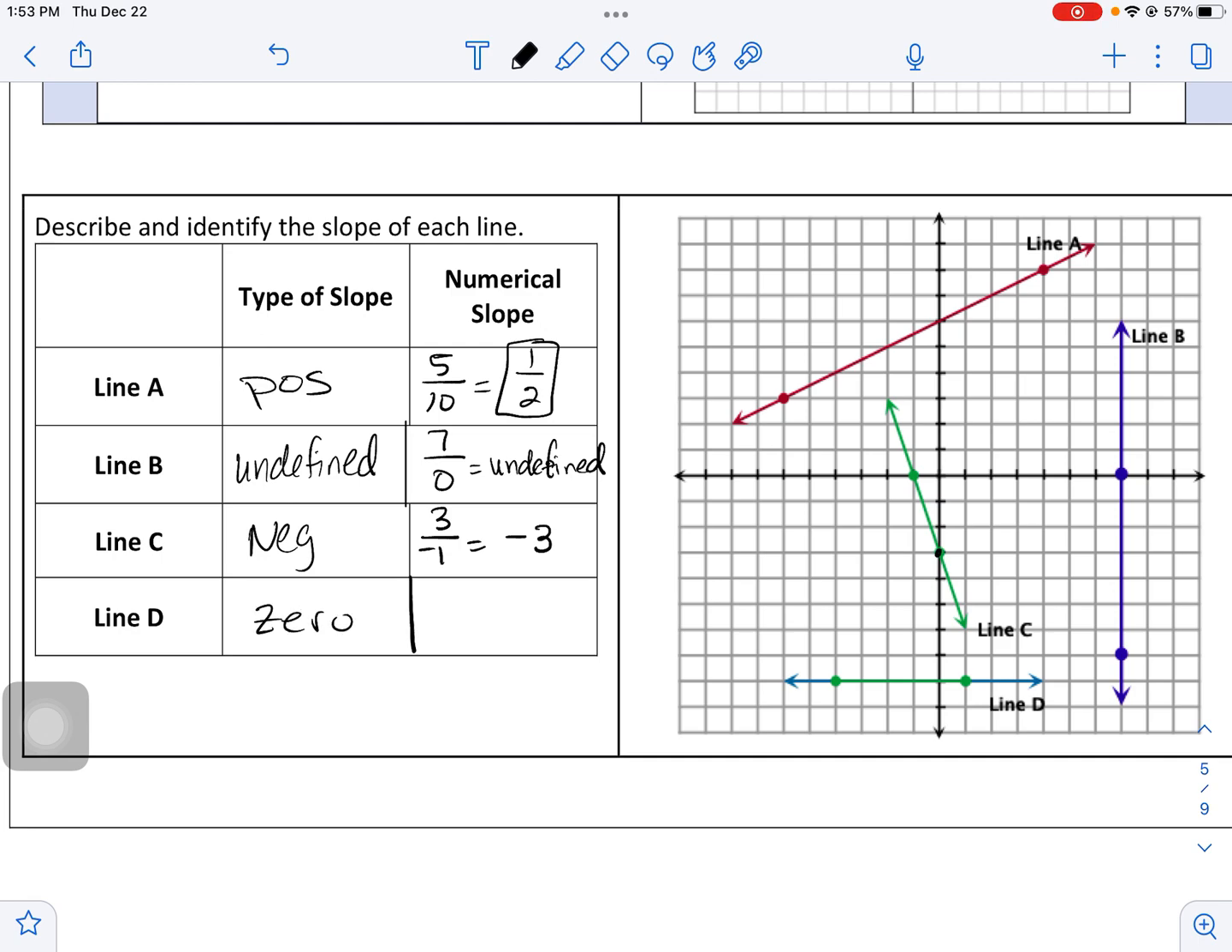So now let's try it. How many do you rise? If I have to go from this point to this point, how many do I rise? I rise 0. How many do I run? 1, 2, 3, 4, 5. Well, 0 over 5 is actually just 0 again.